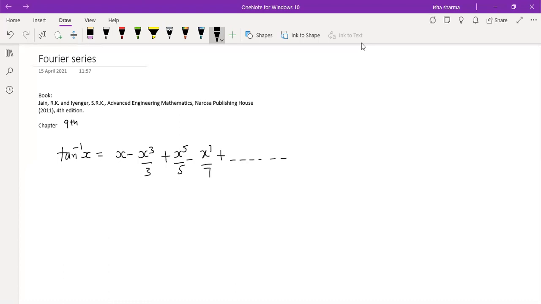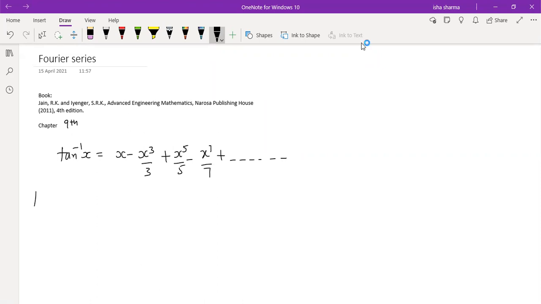Even if you do not remember this as a series, we did remember some series, like for the exponential function, which has a Taylor series expansion: e raised to power x is 1 plus x square by 2 factorial and so on. We do know the series for sine x and cos x. So tan inverse x also has a series. This is the power series, or Taylor series expansion, for tan inverse x, right?